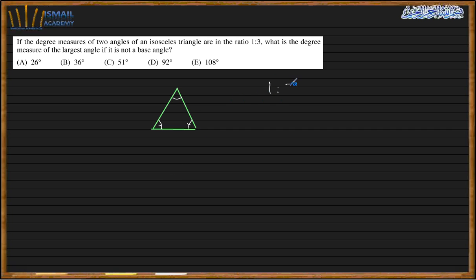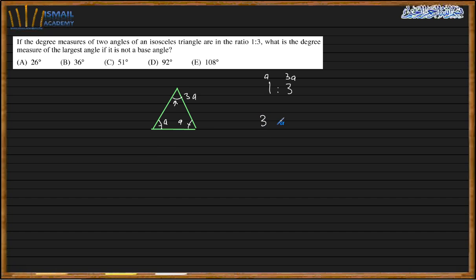So 1 to 3 means that I have one angle A, and the second one is 3 times that A. So we know that the base of an isosceles triangle has two congruent angles. The question is, what is the degree measure of the largest angle if it's not the base? That means the largest angle is that one. So this one will be my 3A and those will be my A.